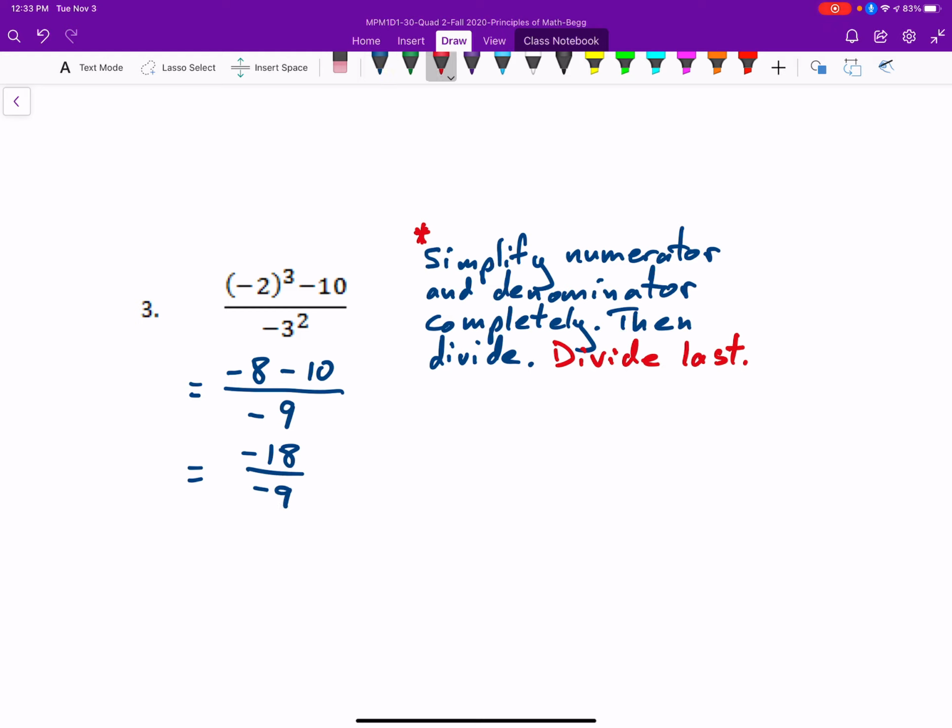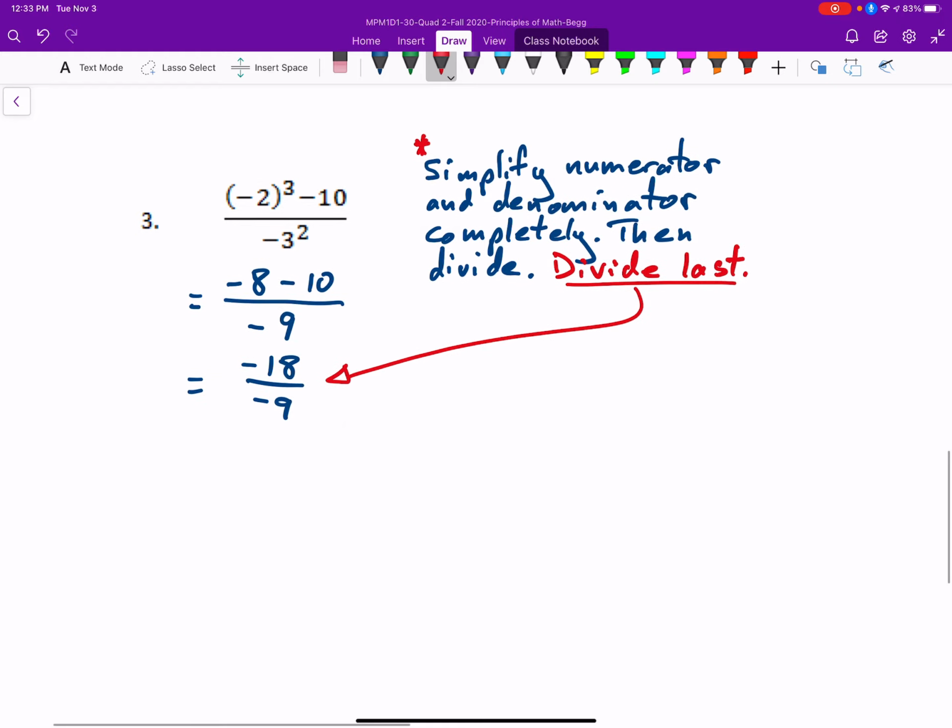So it's -18 over -9. Now I've simplified the top as much as I can and the bottom as much as I can. This is when I get to the division. I divide as my last step, all right? And we know that a negative divided by a negative simplifies down to a positive. So it's plus. I don't have to write the plus down, but I'll write it just since I'm talking about it. 18 divided by 9 is 2.